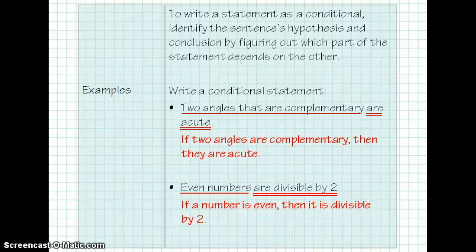Now you can't just say if even numbers then are divisible by 2. Okay? You need to make a sentence that actually reads like a nice grammatical sentence. So sometimes you have to add words, sometimes you have to move words around, but try to make it as readable a sentence as possible.